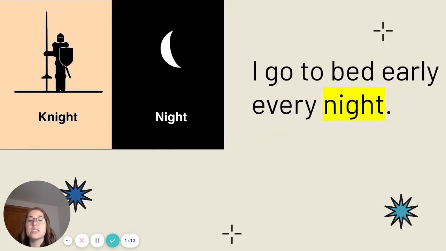So we have the sentence, I go to bed every night. We have our highlighted word night. So does that mean we go to bed every night like on the left, like a knight in shining armor? Or does that mean we go to bed every night like it's night time when the moon comes out? So if we weren't sure what the word night meant, we could look in the sentence to help us figure out which homophone to use.